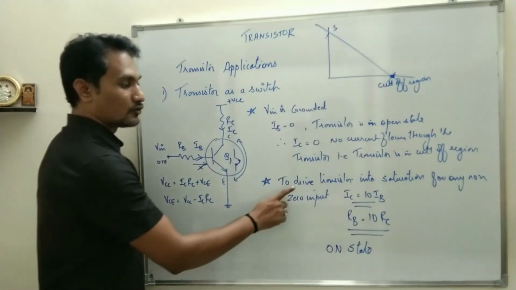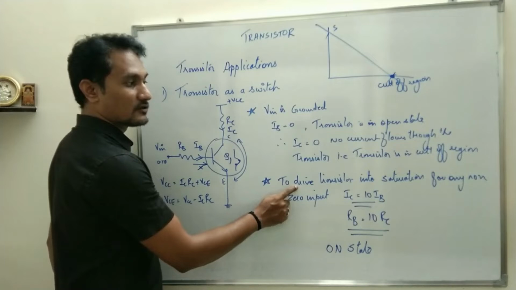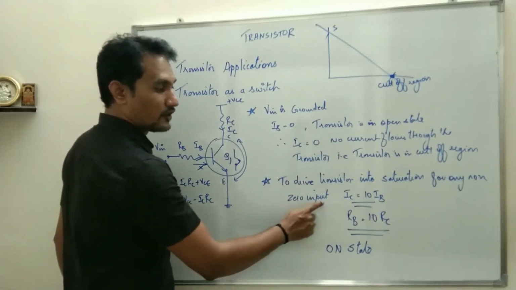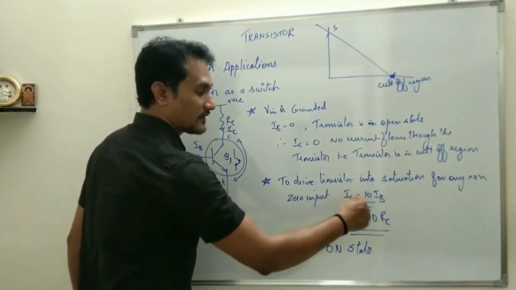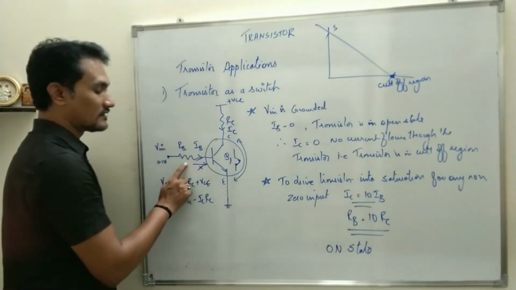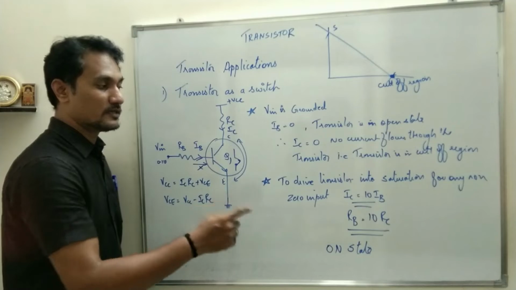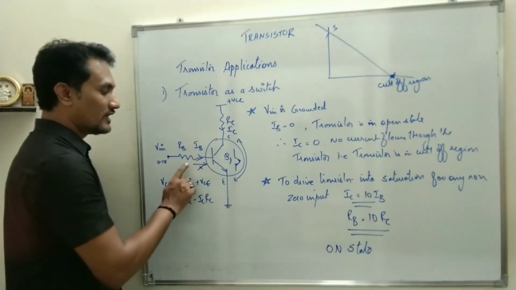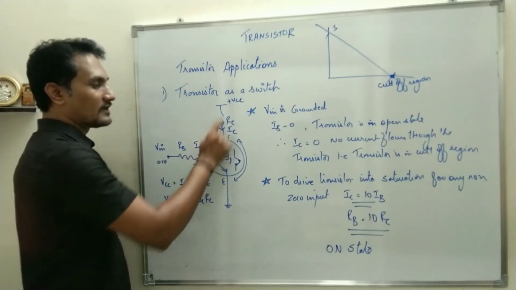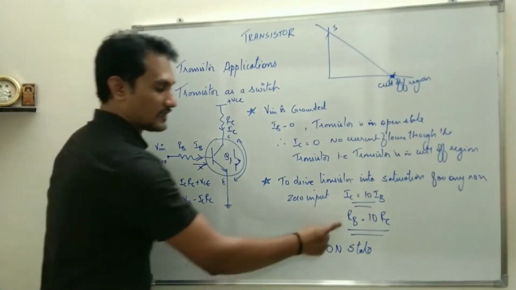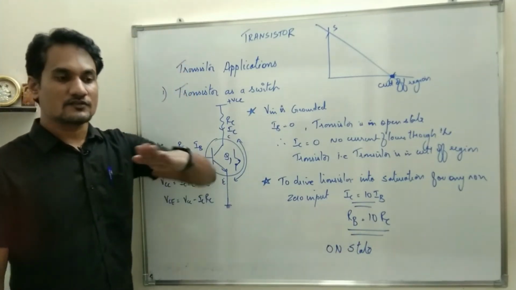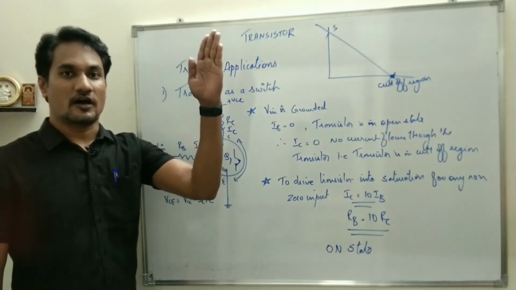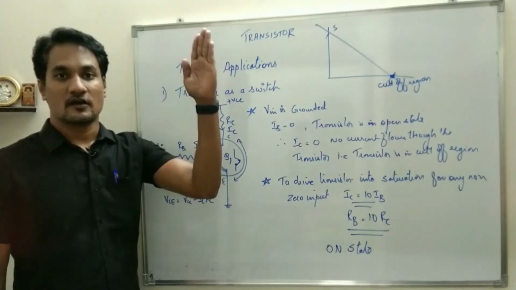So to drive the transistor into saturation region for any non-zero input voltage, IC should be 10 times that of IB. To satisfy this condition, we have to select the resistances such that RB should be 10 times that of RC. If you select that, for small base current, large collector current will flow and the transistor will be in on state always. Okay, so either it will work in cutoff region or saturation region, off switch or on switch.